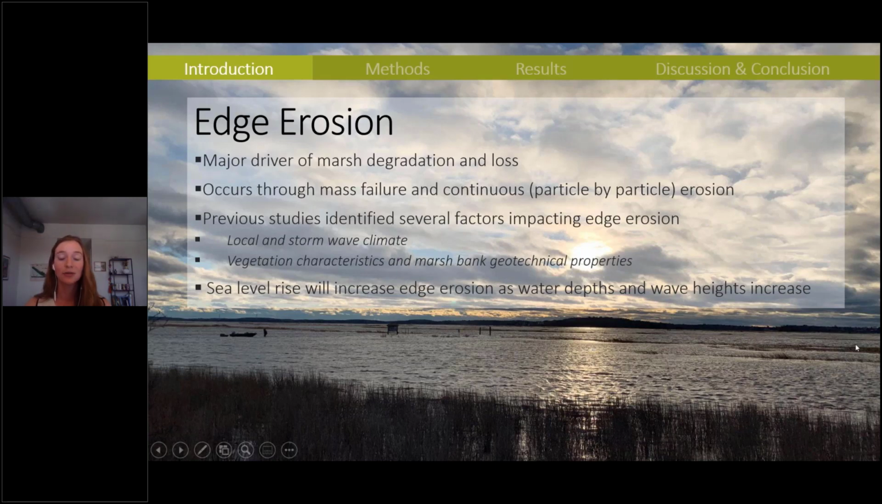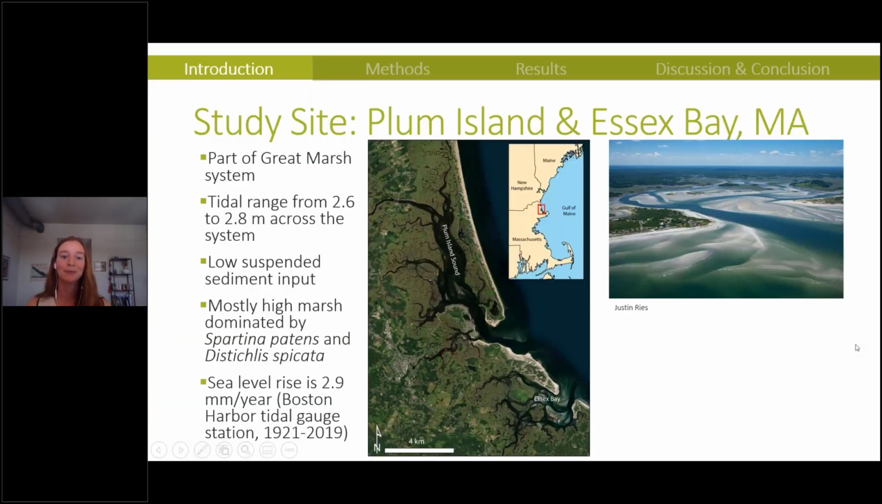So we looked at edge erosion in New England in a beautiful marsh system called the Great Marsh in Massachusetts. We looked specifically at the Plum Island Essex Bay marshes. You can see here in this little inset where it lies within Massachusetts, quite far up north by the Gulf of Maine. And the tidal range here is 2.6 to 2.8 meters across the system, which is pretty large. For comparison, some systems around the DC area can be within just centimeters of the tidal range.